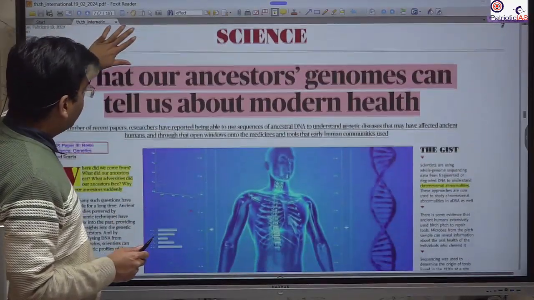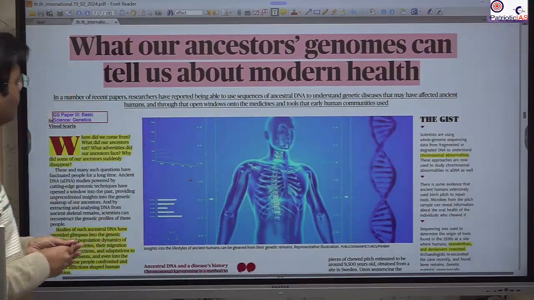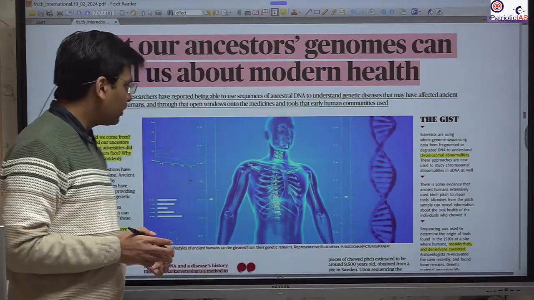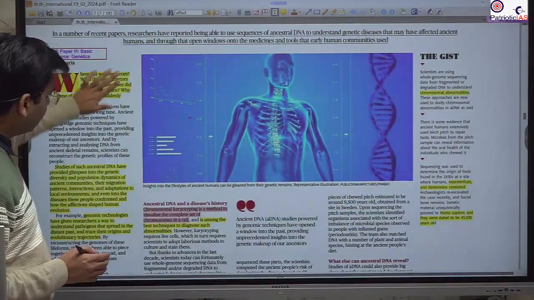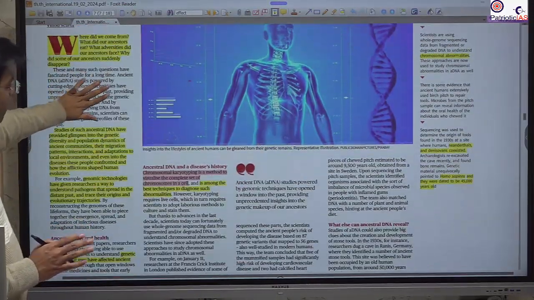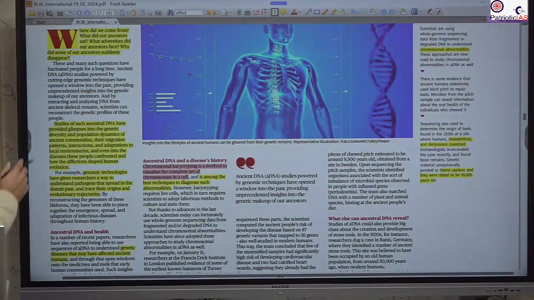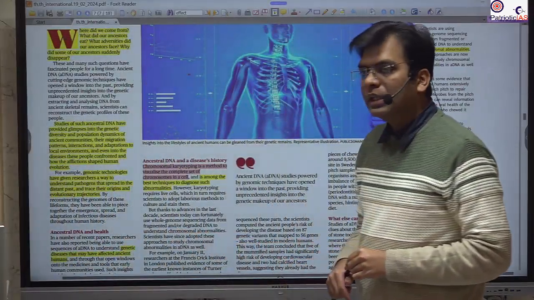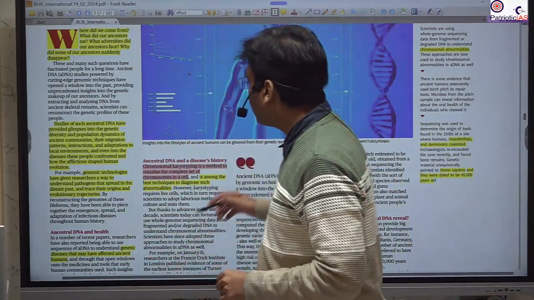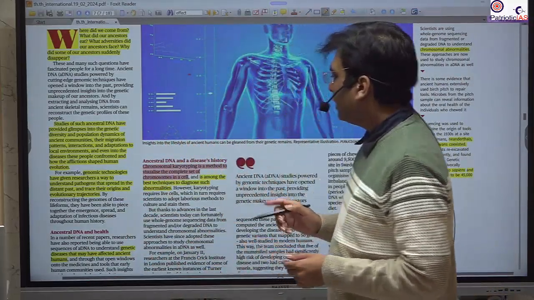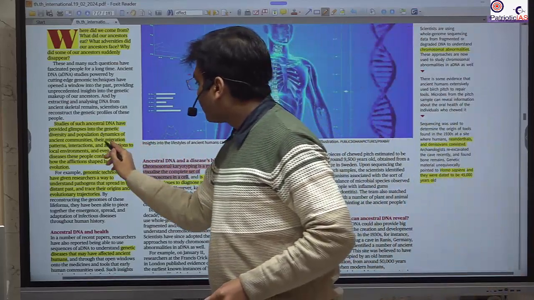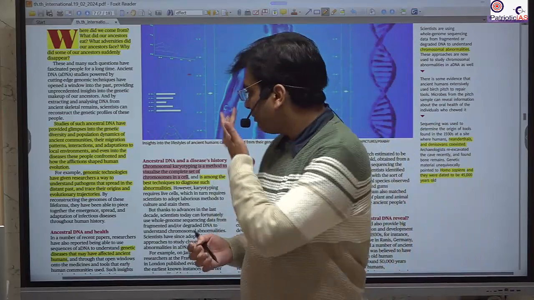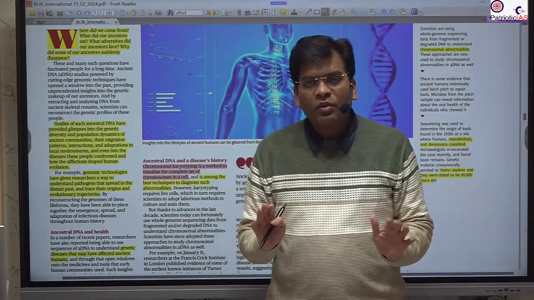Next important news that we will take is what our ancestor genomes can tell us about modern health. So it's still about how genetic engineering and genetic science can have many utilities. For example, here it is given that studies of such ancestral DNA have provided a glimpse into the genetic diversity and population dynamics of ancient communities, their migration patterns, interaction, adaptation to the local environment, and even the diseases that people confronted. Okay. So a lot of information from the ancestors.